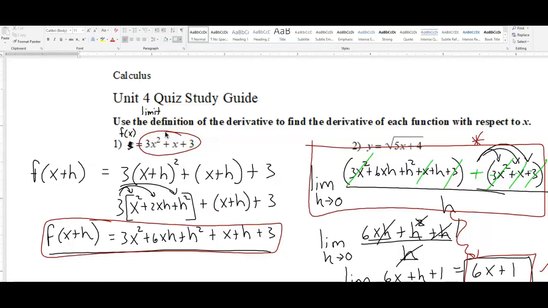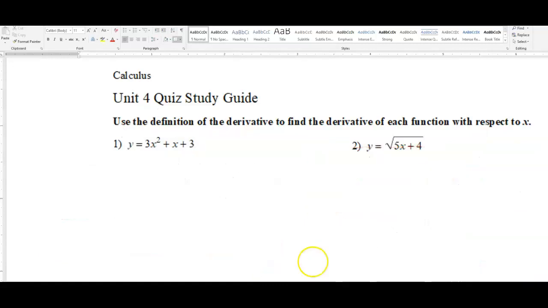But it's not the answer that I'm impressed with. I would definitely want to see this setup, and your work should make sense as you work your way to the final answer. Okay, and that's kind of how I'll be grading these. Let's go ahead and take a look at the next one.